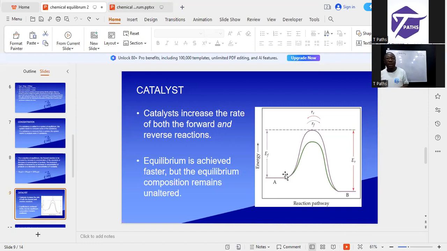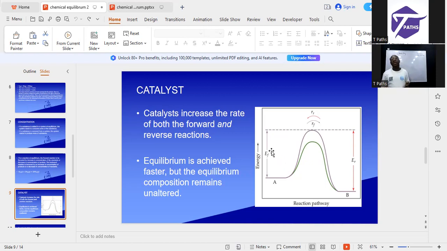The catalyst can increase the rates of both the forward and the backward reaction. So a catalyst is more like programmed to what the person using it wants to do. So what do you desire for the catalyst to do? That is what the catalyst does in a chemical reaction. And in that process, you can look at the chart there. You can see RR and RF, ER and EF.